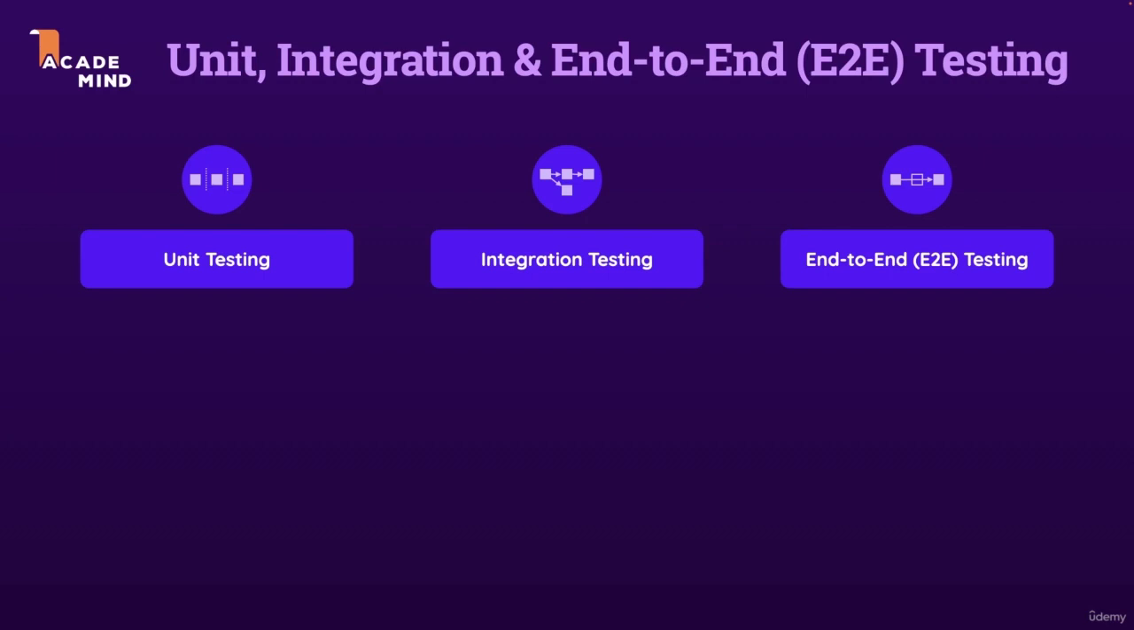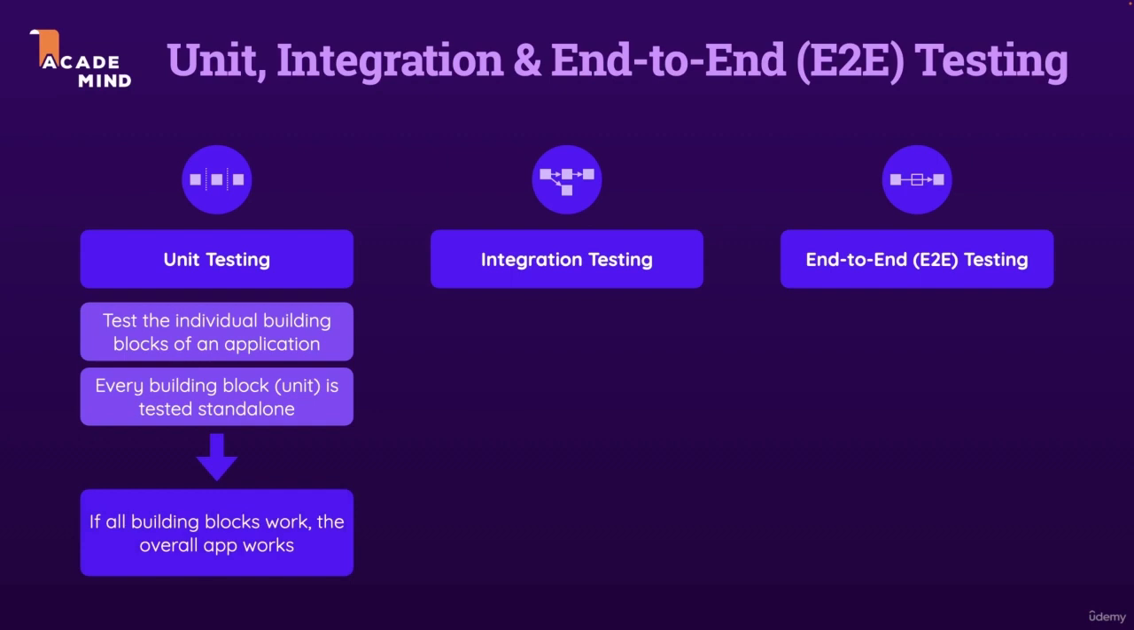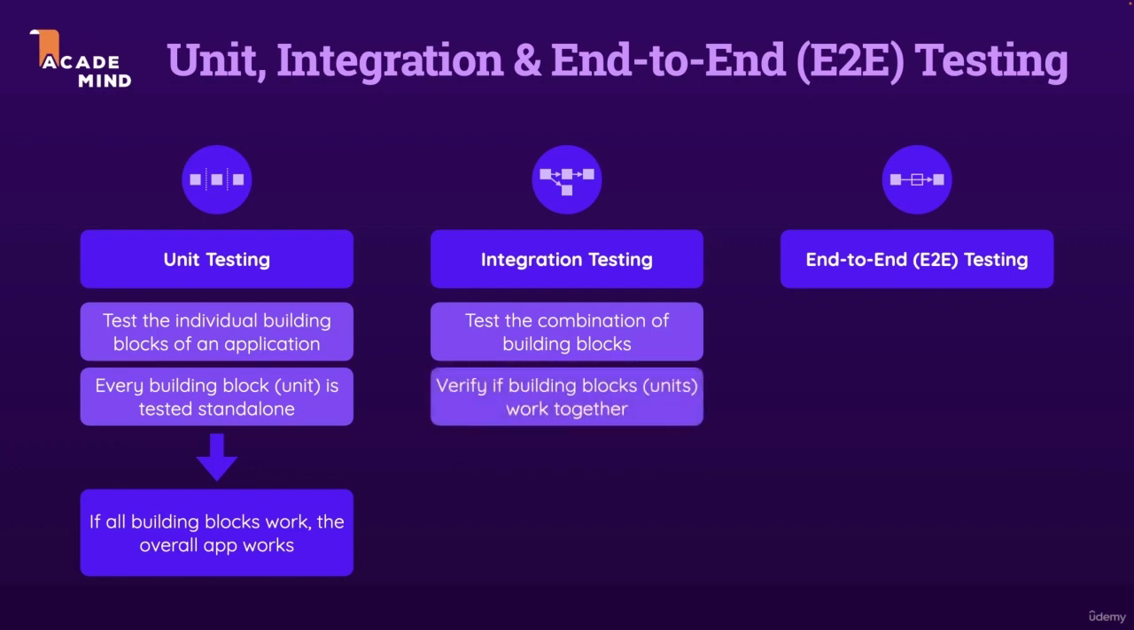Now, we did learn about unit testing in the previous lecture. We learned that it's about testing the individual building blocks, functions, and classes that make up our application, and that all these building blocks are tested standalone. And the idea, as mentioned in the previous lecture, is that if our building blocks work, the entire application should work. Now, with integration testing, we build upon unit tests, and we actually also test the combination of building blocks, the combination of units. And we verify that if different units are executed together or are working together, the overall app still works as intended.